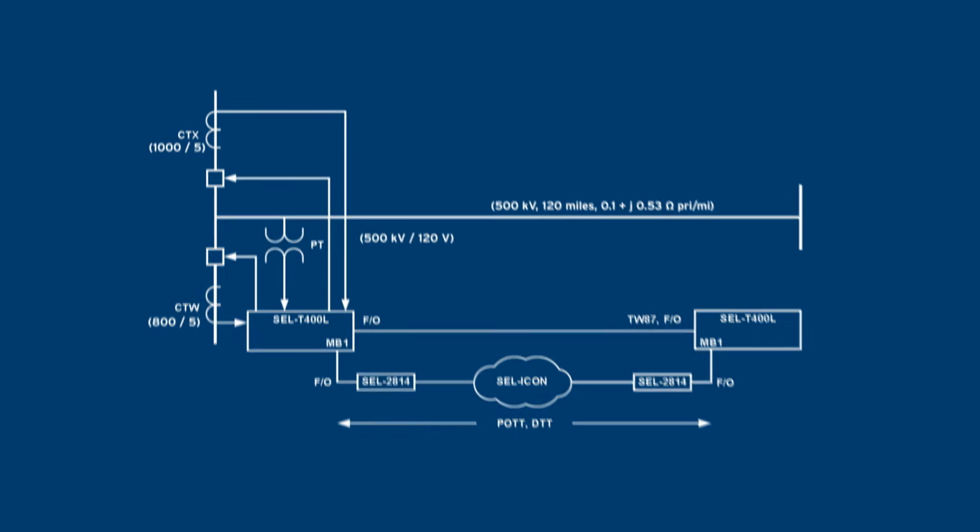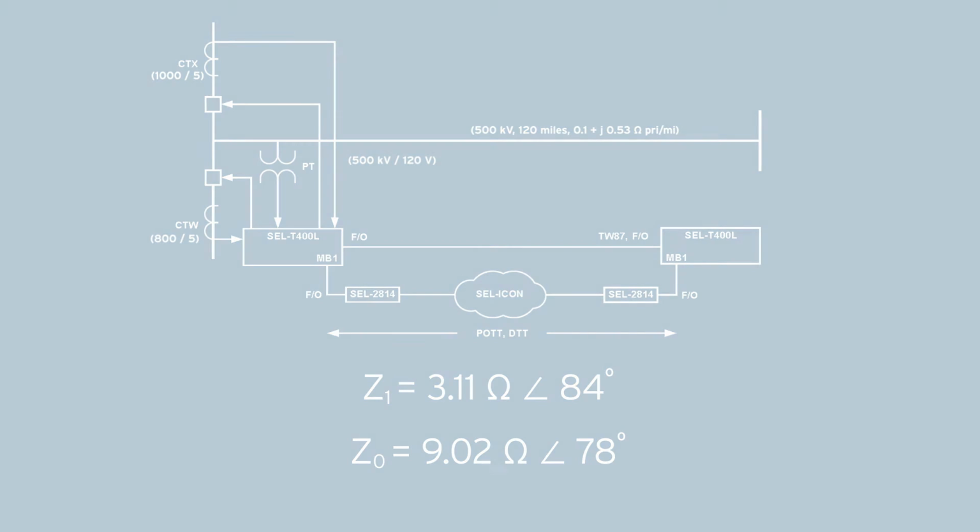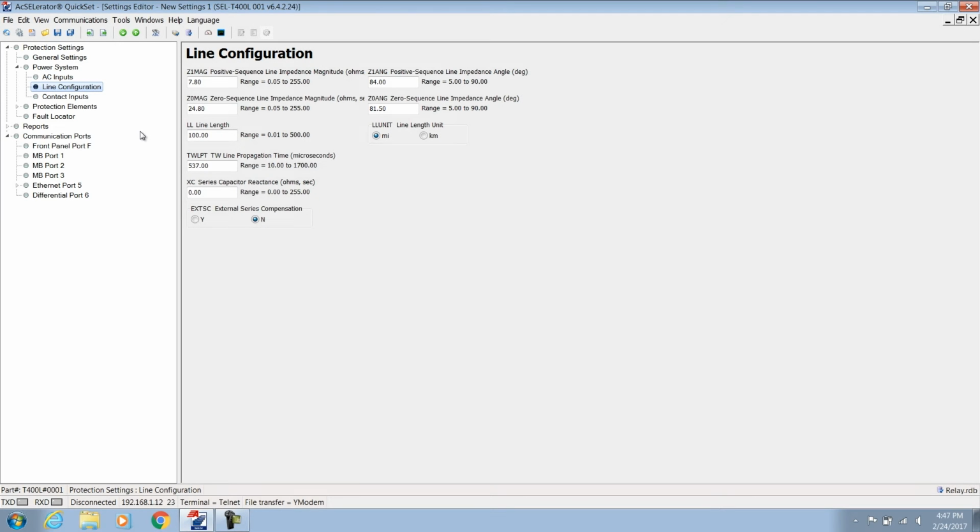4,166.67. Assume the positive sequence line impedance is 3.11 ohms and secondary 84 degrees. Assume the zero sequence impedance is 9.02 ohms, secondary 78 degrees. The system is a 60 hertz system with ABC rotation. Let's go back to the quick set program and enter the line parameters.